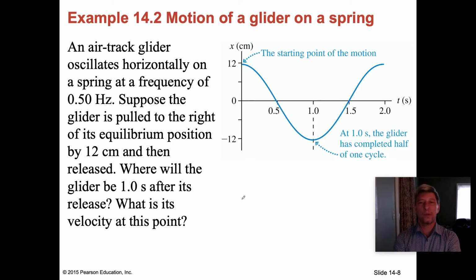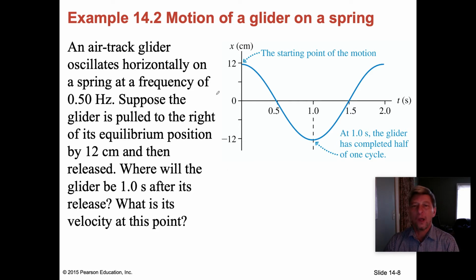In example 14.2, we have the motion of a glider on a spring. So an air track glider oscillates horizontally, so back and forth, on a spring at a frequency of 0.50 hertz. Suppose the glider is pulled to the right of its equilibrium position by 12 centimeters and released. Where will the glider be 1 second after its release, and what is its velocity at this point?